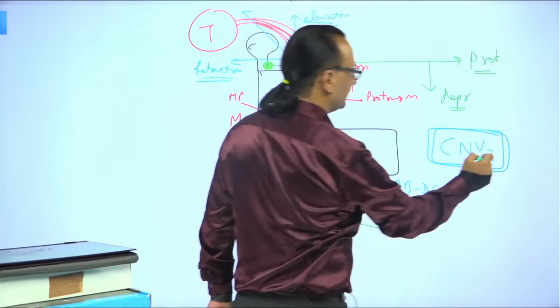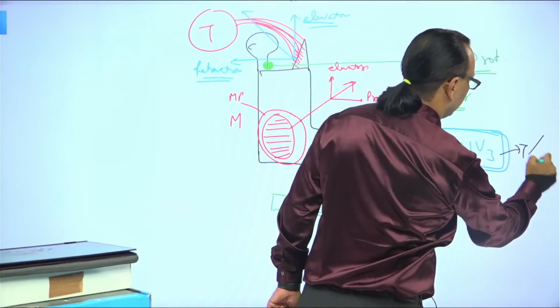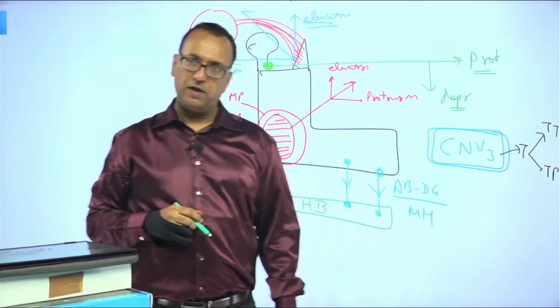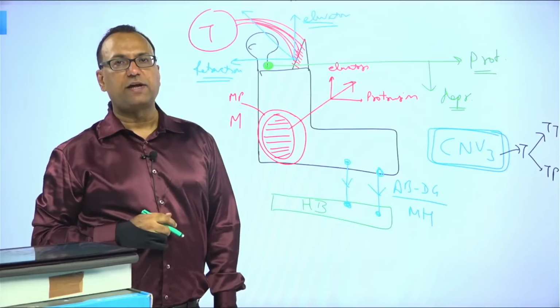They are called tensors: tensor tympani and tensor palatini. They will also be supplied by the mandibular nerve, branch of trigeminal.